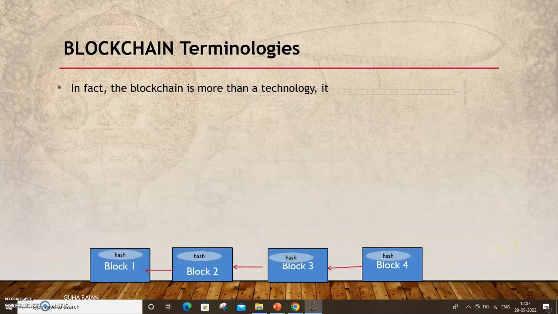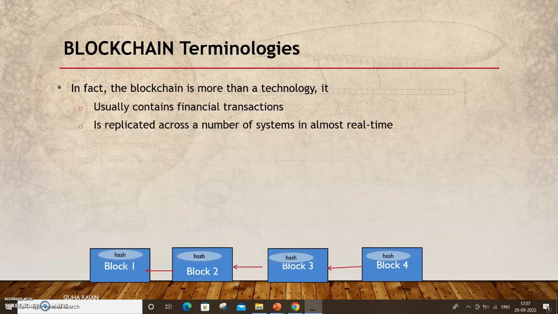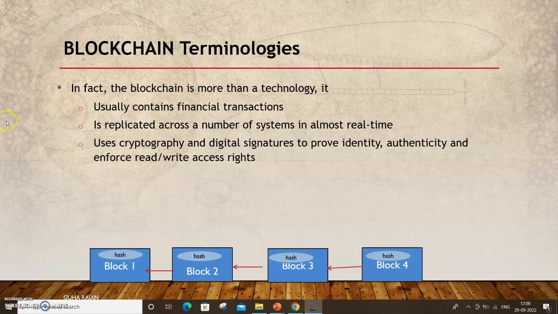In fact, blockchain is more than a technology. It usually contains financial transactions. It is replicated across a number of systems in almost real time. What you need to understand is that in a database there is a transaction which gets committed. Similarly, here it is called mining, and that happens when the transaction is agreed upon by all the nodes in the network of the blockchain. It uses cryptography and digital signatures to provide identity, authenticity, and enforce read-write access.